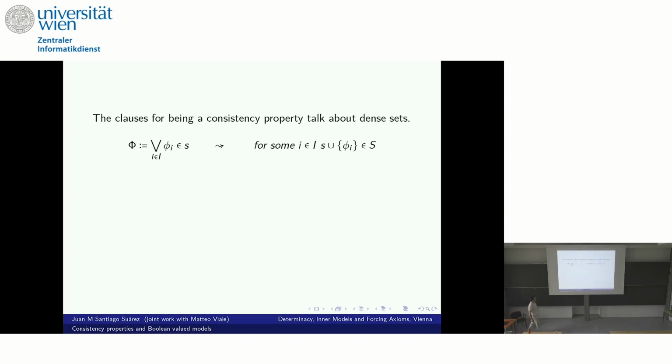Okay? Well, but this is precisely the definition of extending a condition in this forcing. You consider the dense set given by the disjunction and the conditions that realize one of the formulas. Well, then the definition of a consistency property tells you that this set is dense below the condition. Okay? So whenever you take a generic, if the generic contains a disjunction, it will meet this dense set. And if it meets the dense set, it will contain one of the realizations. Okay?